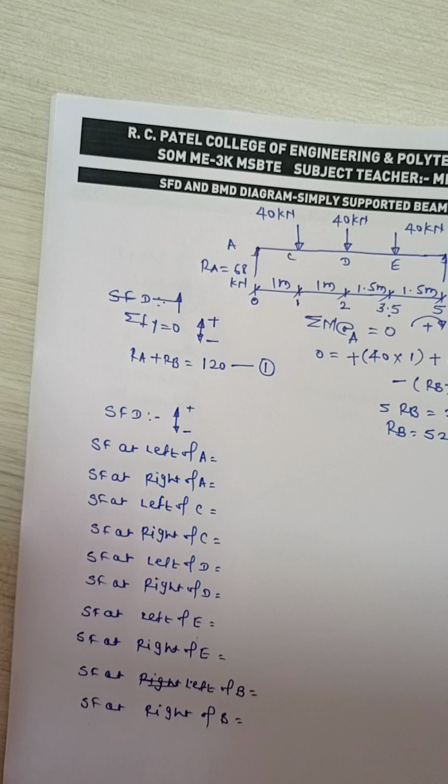But we observe here that the number of steps is ten. I already told, identify the numerical first. If there is any UDL, then apply this concept.